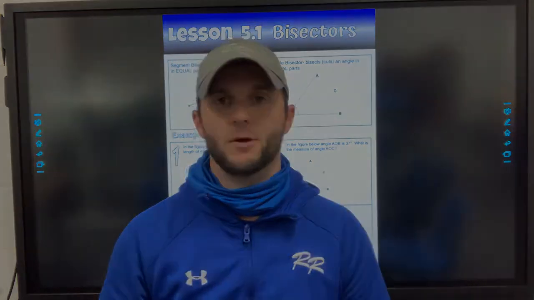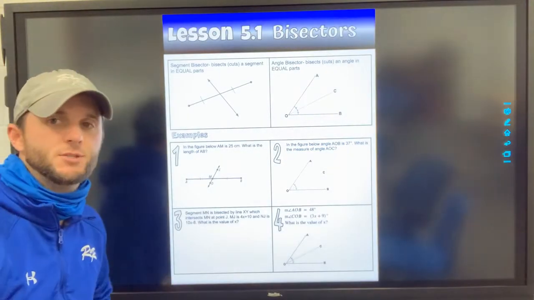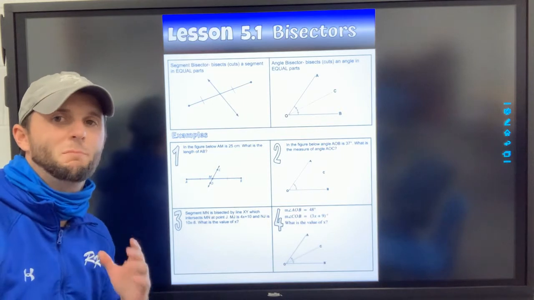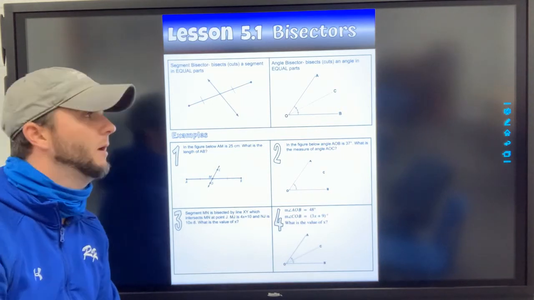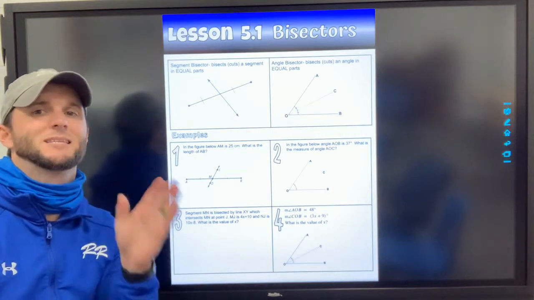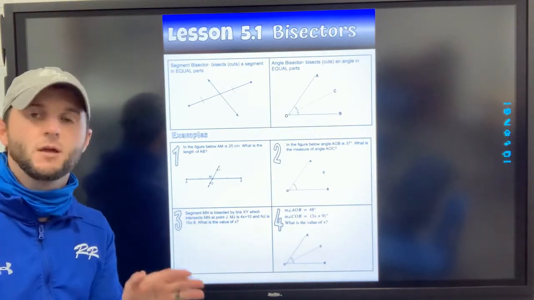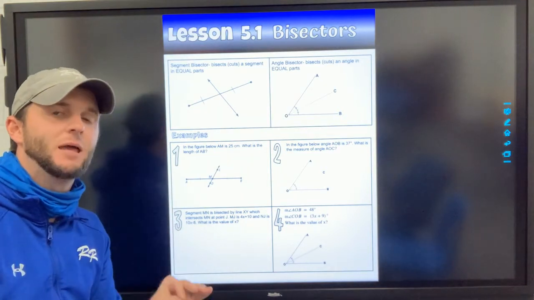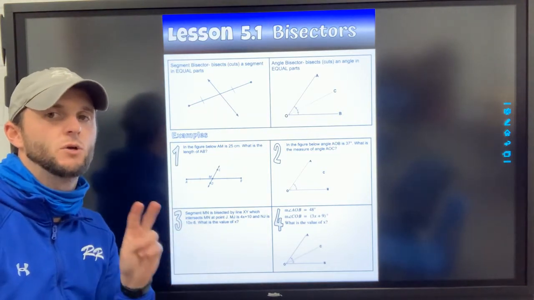Welcome back. Today we're moving into Unit 5, and the first lesson is 5.1, where we'll be talking about bisectors. So let's jump into it. You've heard this term before, and I want you to remember that when you read the word bisect in geometry, it means cutting something into two equal parts, cutting it in half. So when you read bisect or bisector, it means cutting something into two equal parts.